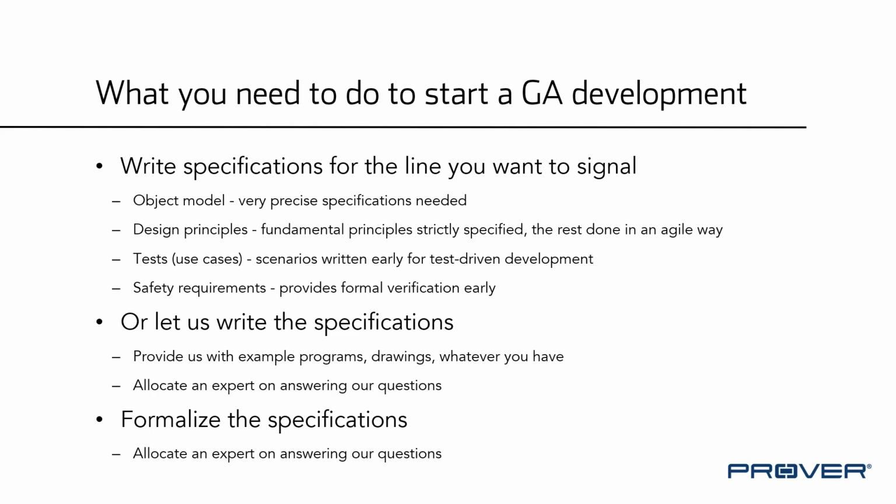To start this generic application development, you need to write specific specifications for the line you want to signal. So maybe you have a project somewhere and they have their peculiar signaling principles and they want you to follow that. Then you need to write specifications for that. The first one, which is very important, is an object model. The good thing with it is that it can have very high precision, although you don't know a lot of what you're doing, which is typically the case in the beginning of a project.